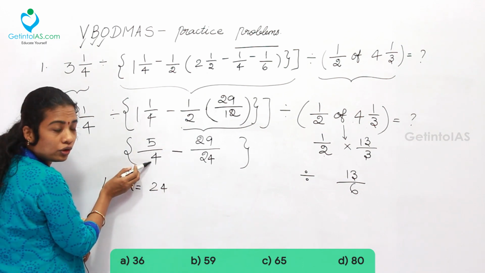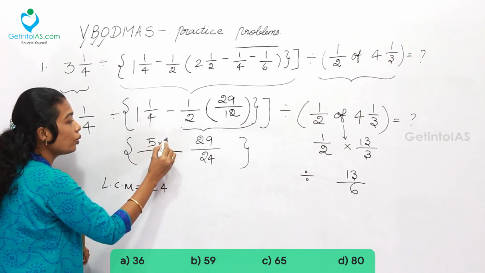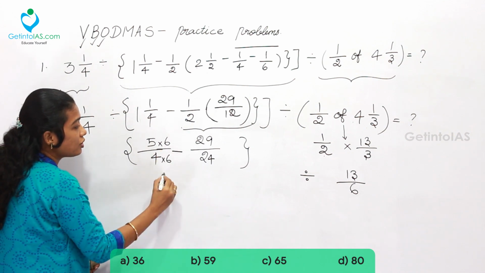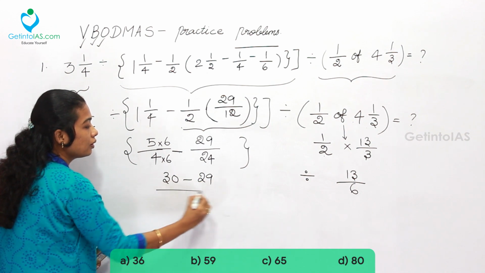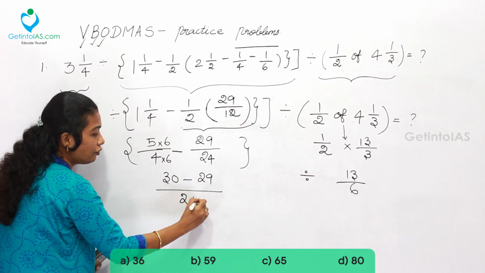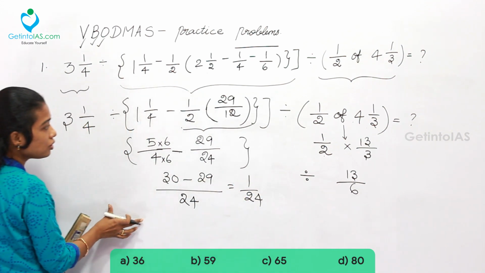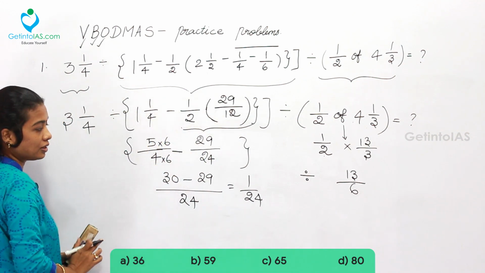So to make 24 here and here, here already is there. So leave it here, into 6. So here also into 6. The next thing, 5 into 6 is 30 minus this 29. In both the denominators 24, take any one. 24. Finally 1 by 24. This is what? All over the operation within the curly braces.